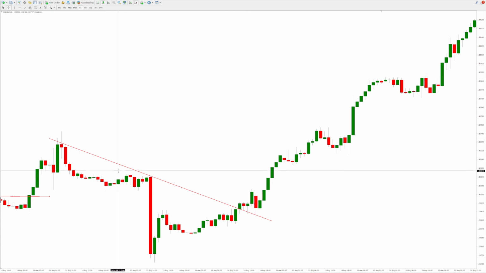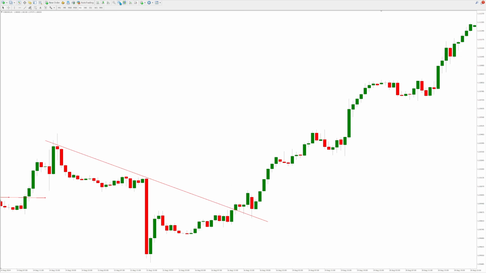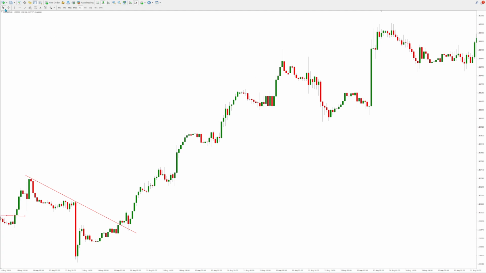We've also just broken out from this support here, so we could have taken that one, placed a stop loss below there around 10 to 15 pips, and we would have been in a good trade there for over 200 pips. Could have trailed the stop loss on the way up.